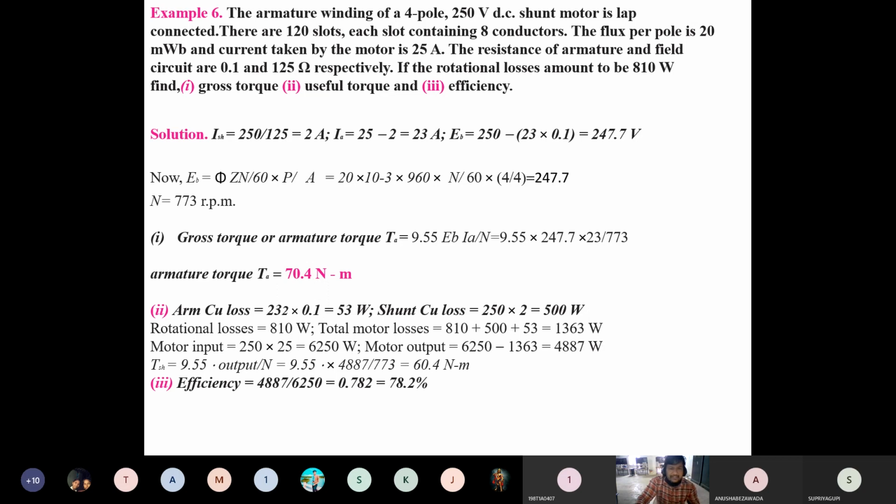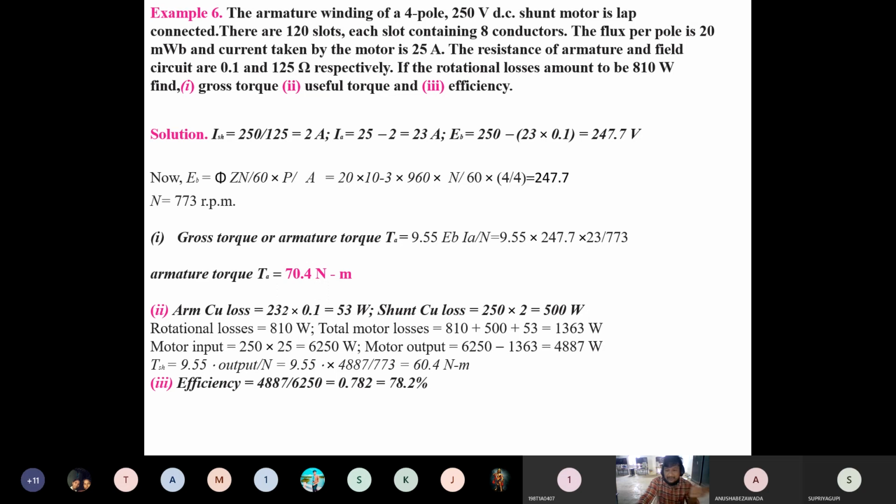Go to the problem. The armature winding of a 4-pole 250 volts DC shunt motor is a lap connected armature winding, with 4 poles, P is equal to 4, and terminal voltage V is equal to 250 volts. Lap connected means the number of parallel paths is equal to the number of poles, A is equal to P is equal to 4. There are 120 slots, so the number of slots is equal to 120, and each slot contains 8 conductors.